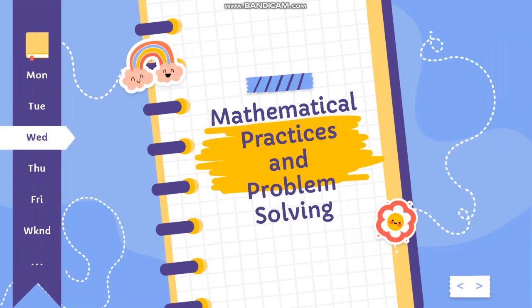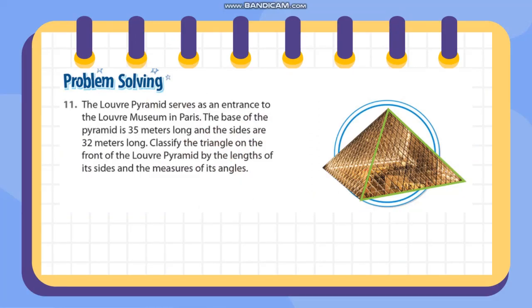Now let's proceed to the mathematical practices and problem solving. Question number 11. The Louvre Pyramid serves as the entrance to the Louvre Museum in Paris. The base of the pyramid is 35 meters long and the sides are 32 meters long. Classify the triangle on the front of the Louvre Pyramid by the length of its side and the measure of its angles.